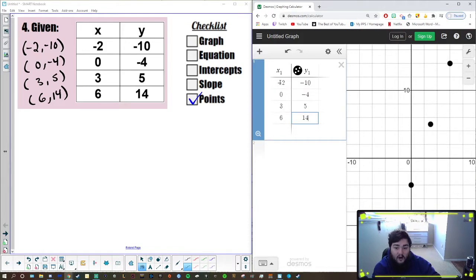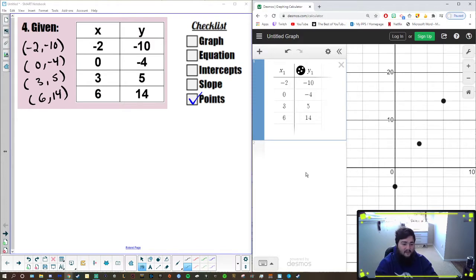Once I have all of my table in, here's a little hint too. You only need 2, but I'm an overachiever and I'm going to put all 4 in. Once I have those in, I'm going to click on my zoom fit, my magnifying glass, and I'm going to make a note. All my dots look like they're in a straight line, which means I probably put in all of my points perfectly.